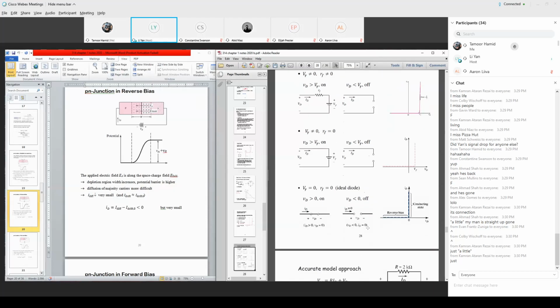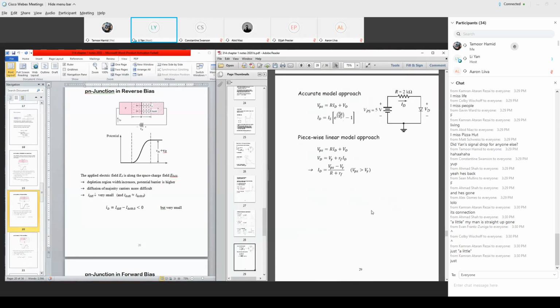Another model is even simpler: V gamma is equal to 0. Sometimes we call it the ideal diode. This is basically the same model, but the turn-on voltage shifts from the finite V gamma to 0. So on forward bias, the diode is on, there's no resistance, and it's just a piece of conductor. On reverse bias, the diode is off and becomes an open circuit. Any question?